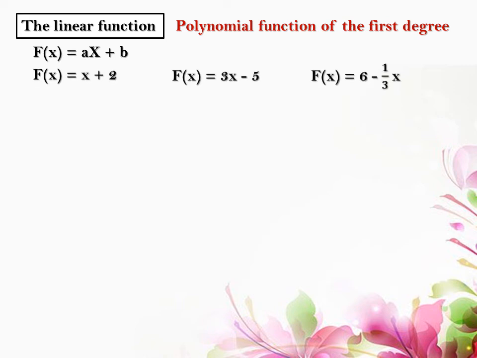Examples: f of x equals x plus 2. A in this example is 1 and b is 2. Another example, f of x equals 3x minus 5. a here is 3 and b is negative 5, not 5, negative 5. Here, f of x equals 6 minus a third x. a is negative a third and b is 6.